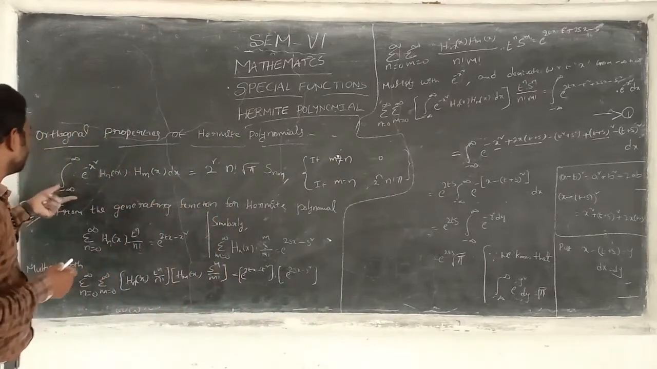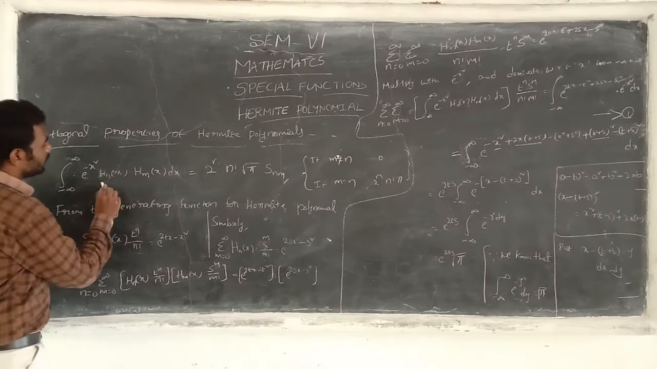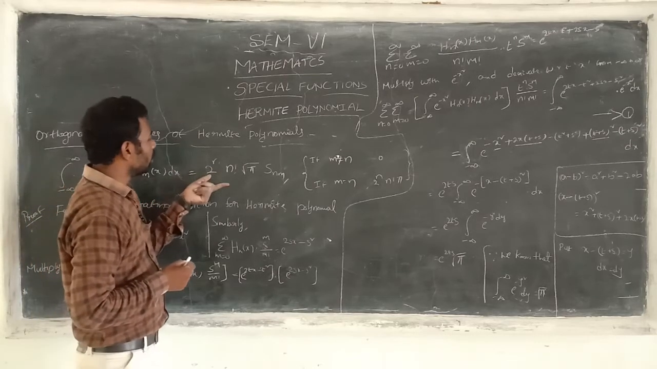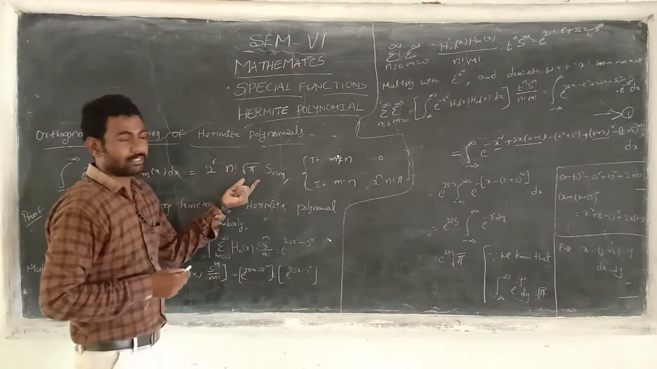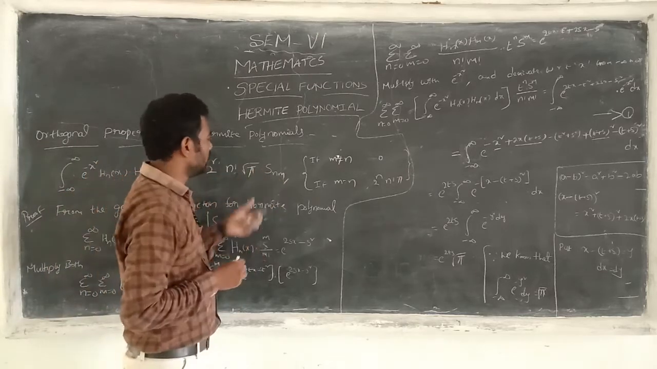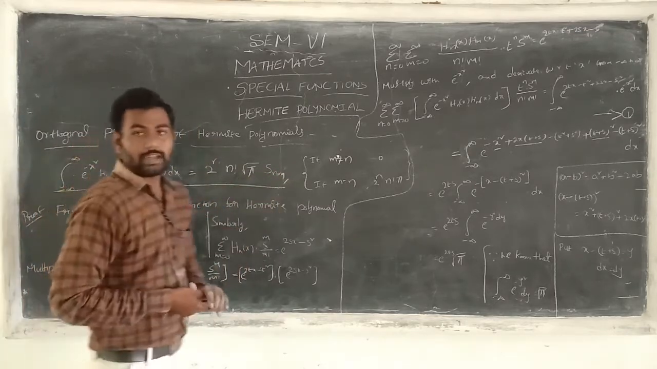The integral from minus infinity to plus infinity of e power minus x square into Hn of x into Hm of x dx equals 2 power n into n factorial into root pi into delta nm. This is the orthogonal property of Hermite polynomials.